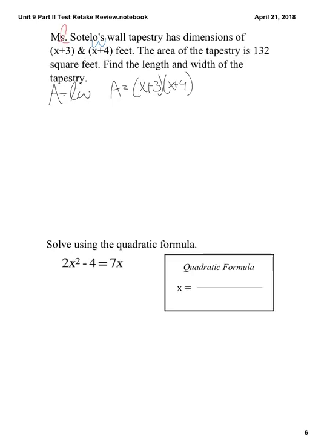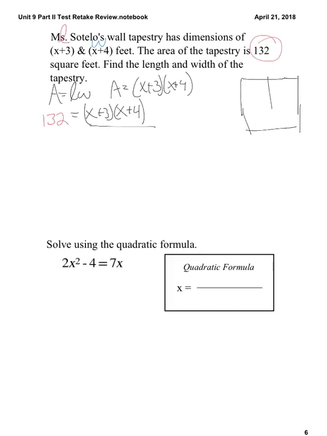We also know that our area is also 132. So we can say that 132 is equal to x plus 3 times x plus 4. Now, in order to solve for x, I'm going to have to multiply x plus 3 and x plus 4, which I'll do over here in a nice, convenient Punnett square. Sorry, multiplication array. X and 3, x and 4. Make sure I put the plus signs there so we know it's positive.